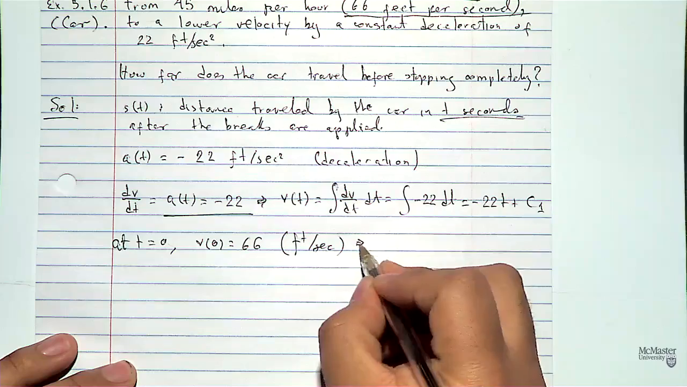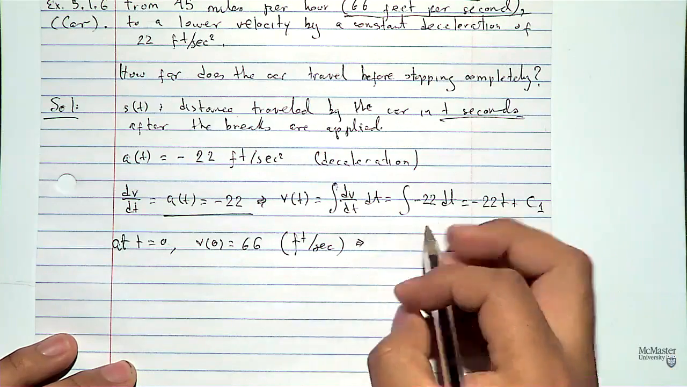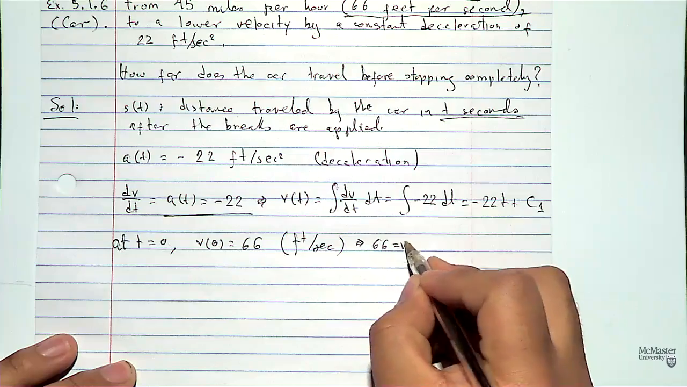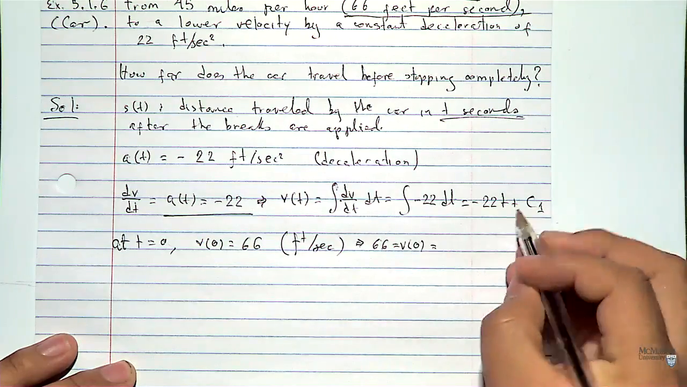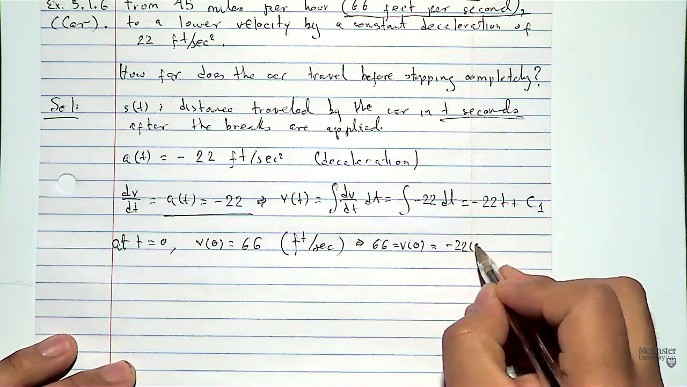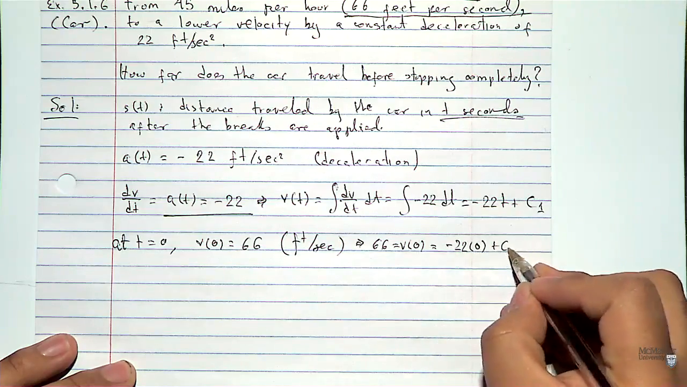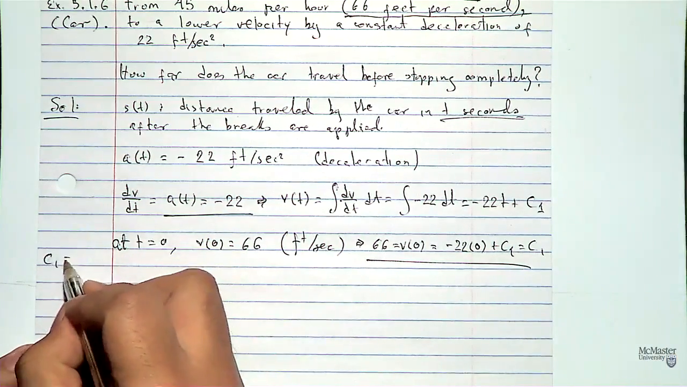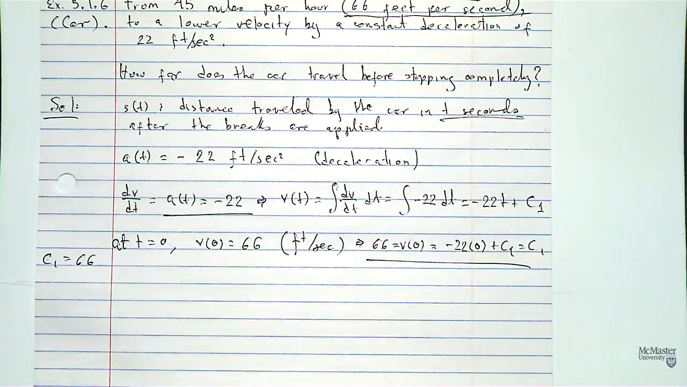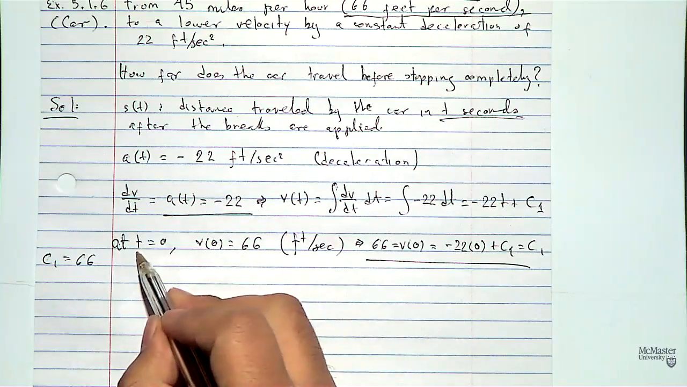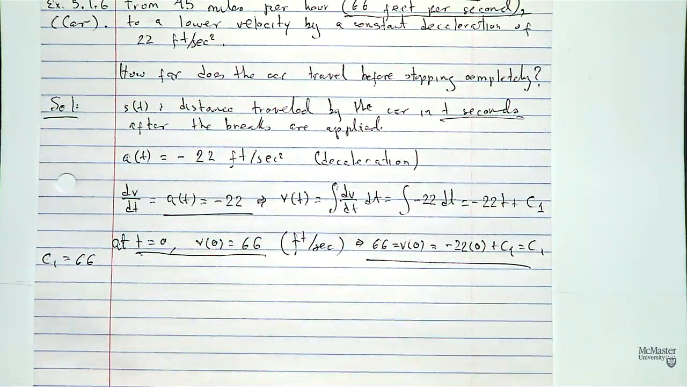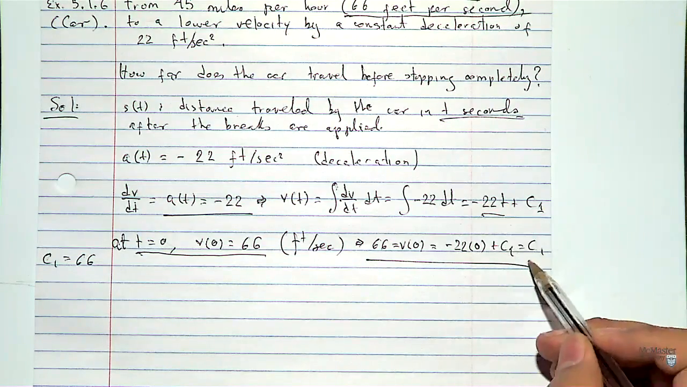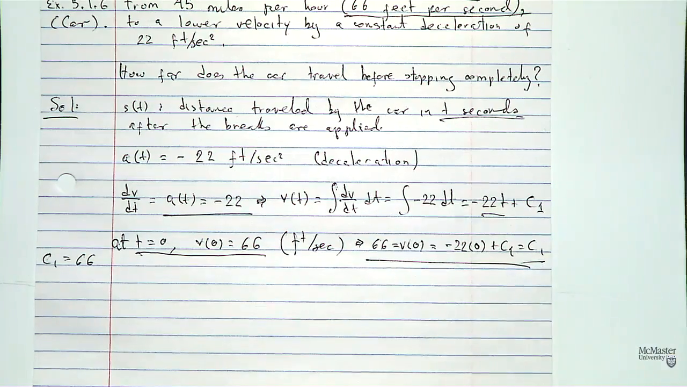So, if we do this, we just plug in the formula that we have. So 66 is equal to v of 0, which would mean, well, if I can substitute, minus 22 times 0 plus c1, which is equal to c1. So now I determined that c1 is equal to 66. Okay? I just plugged in the information of the initial condition regarding the velocity that I have. This term vanishes, so I have c1.